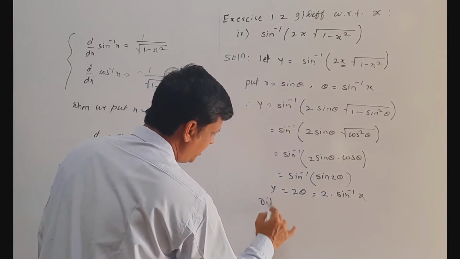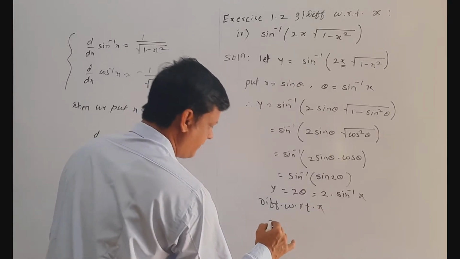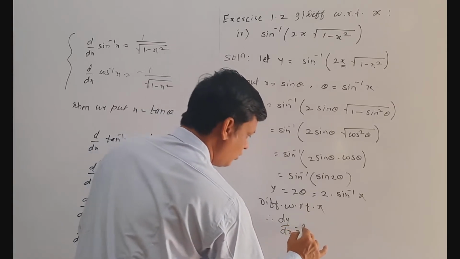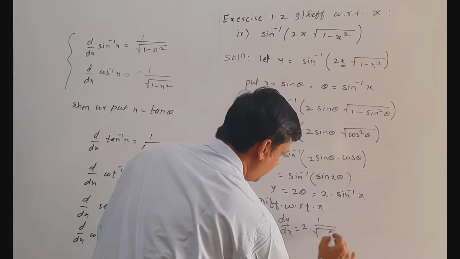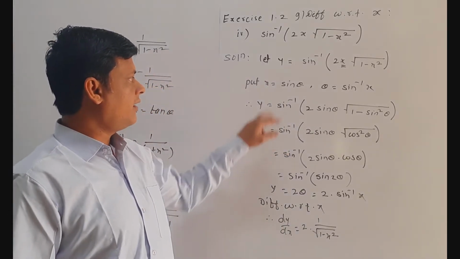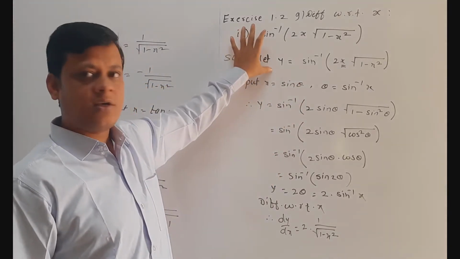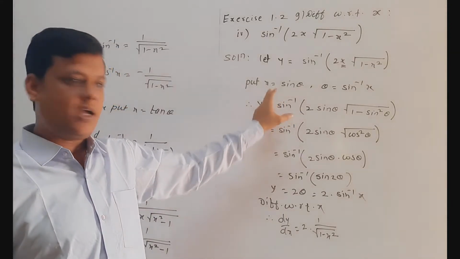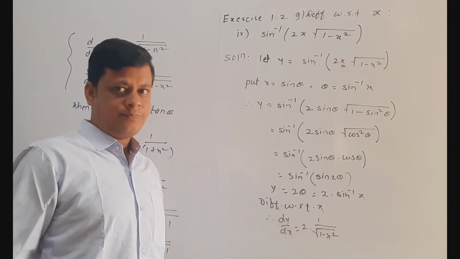Now differentiate this y with respect to x. Therefore dy by dx is equals to 2 into the derivative of sin inverse x, which is 1 upon under root 1 minus x square. So in this way, by substituting x equals to sin theta, we find the derivative of this given function. You can substitute x is equals to cos theta, you get the same derivative. So we see that also.